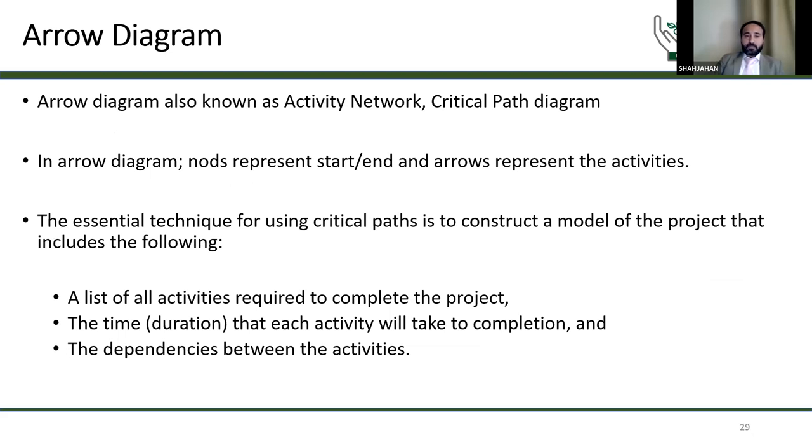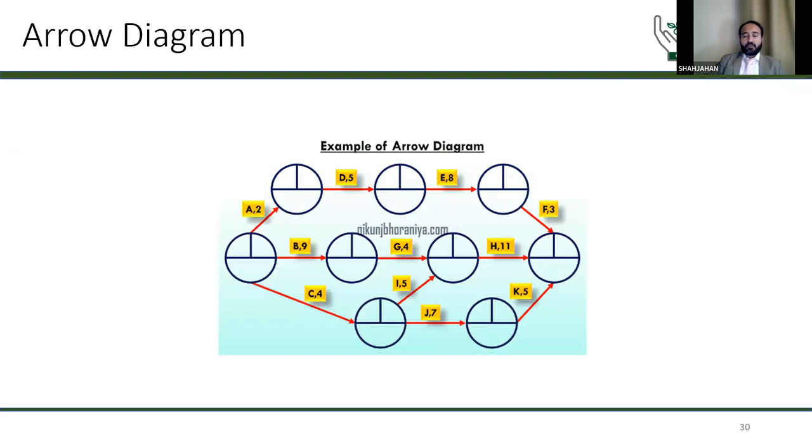Arrow diagram. The arrow diagram is also known as the activity network or critical path diagram. In an arrow diagram, nodes represent a start and end, and arrows represent activities. The essential technique for using the critical path is to construct a model of the project that includes a list of all activities required to complete the project, the time duration, and the dependencies between the activities. If you want to make a critical pathway, you show when the procedure will start, how much time it will take, who will do it, and when it will finish. So this arrow diagram will be like this.